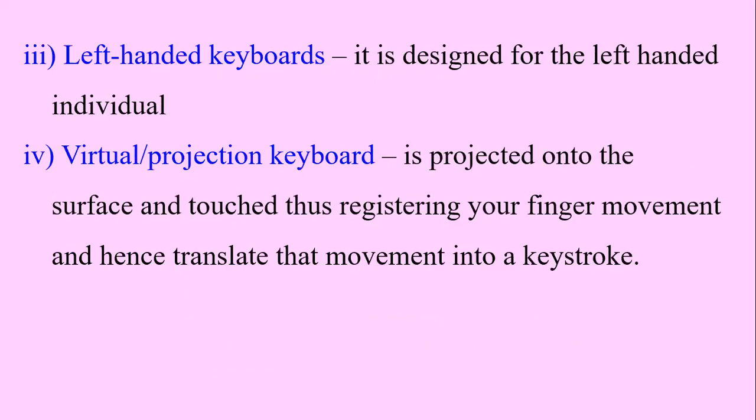Number 3 is the left-handed keyboards. This is a keyboard designed for left-handed individuals. And the fourth is the virtual or projection keyboard. It is projected onto a surface and touched, thus registering your finger movement and hence translating that movement into a keystroke.